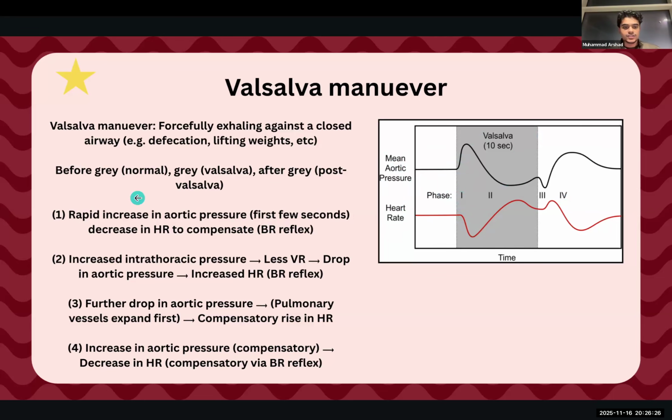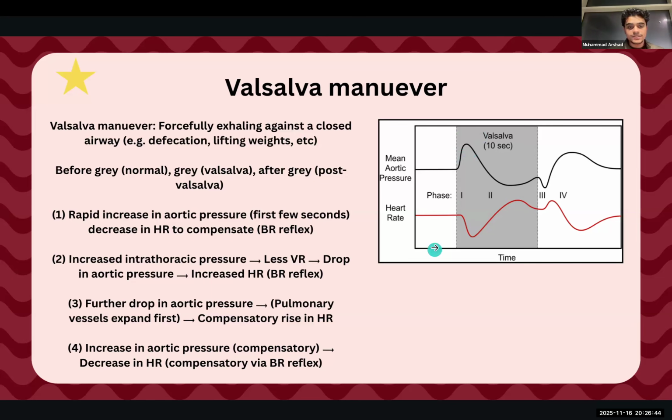And phase 1 is just going to be an immediate increase in aortic pressure, right? Why is that the case? Because you're exhaling very forcefully, and that's going to lead to a compression of the aorta because you have decreased volume and increased pressure of the chest wall, and the diaphragm is being pushed up, so the pressure on the aorta is increasing significantly.